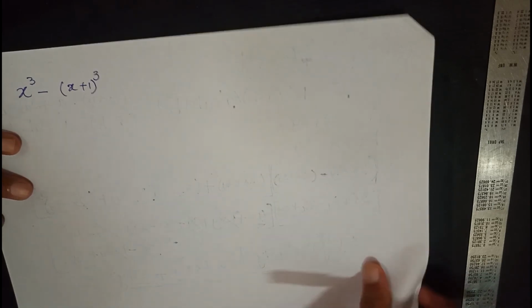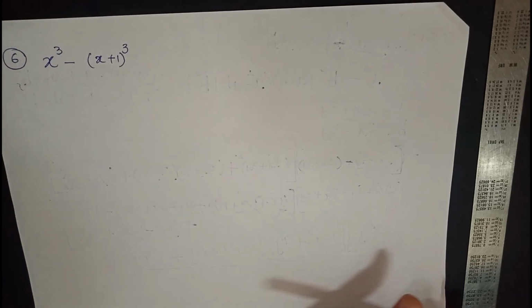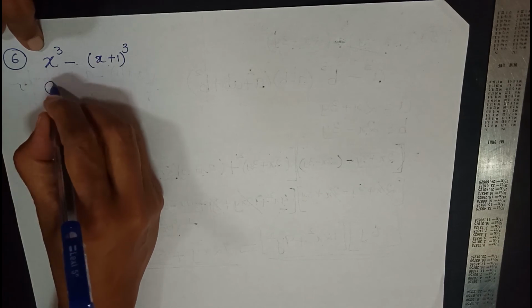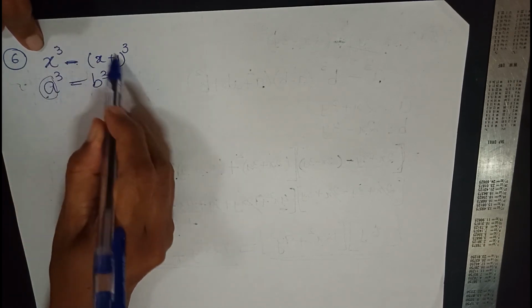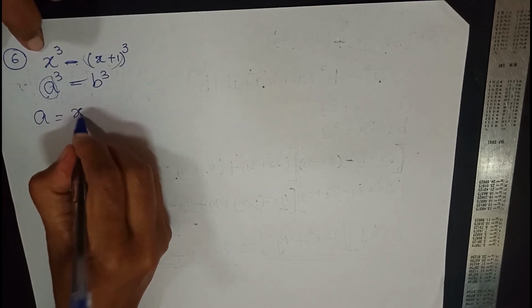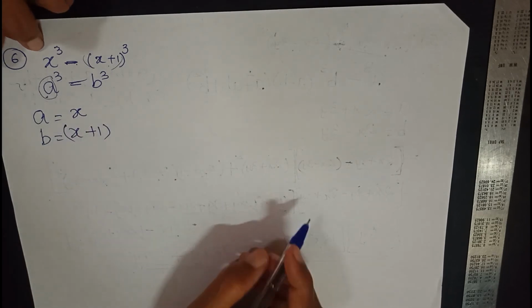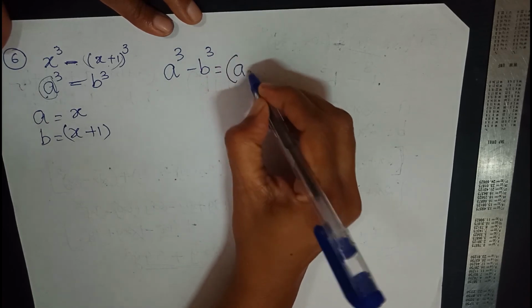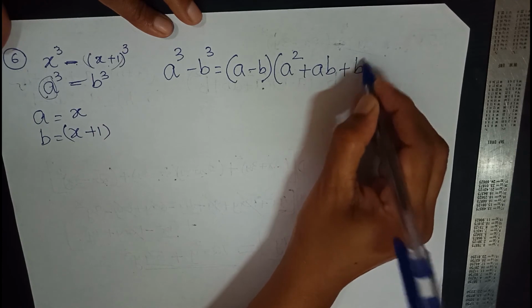Let's do one more sum of this type. Now let us say I have a question, x cube minus x plus 1 the whole cube. Now this is also like a cube minus b cube. You can see a cube minus this is the b. So in my case here a is x and b is x plus 1. So let's use our formula. A cube minus b cube is equal to a minus b, a square plus ab plus b square.